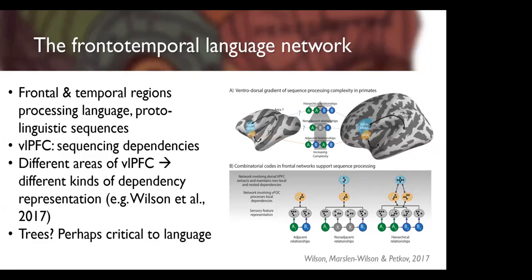But there's convergent evidence that different areas of ventrolateral prefrontal cortex contribute to the maintenance of different kinds of dependency representation. So here we can see an illustration of the ventrodorsal gradient model of sequence processing complexity in primates proposed by Wilson, Marsden-Wilson, and Petkov, which suggests that more ventral regions at the bottom, such as frontal operculum, are engaged during processing of elementary relationships where items are next to each other in a sequence, known as adjacent dependencies. And as we move dorsally, by which I mean upwards, networks are engaged in processing increasingly complex dependencies, including those between items separated by one or more items, known as non-adjacent dependencies, and even multiple non-adjacent dependencies that can be organized hierarchically. And this is important because it's long been posited that in humans, these hierarchical representations correspond to branching tree-like structures, and that an ability to manipulate these conceptual trees is critical to language.